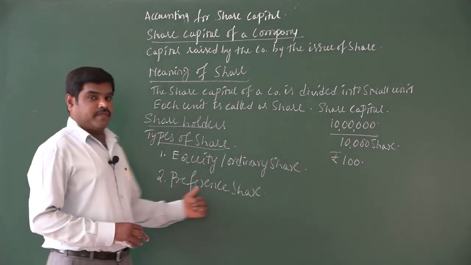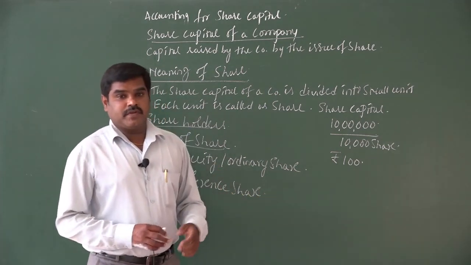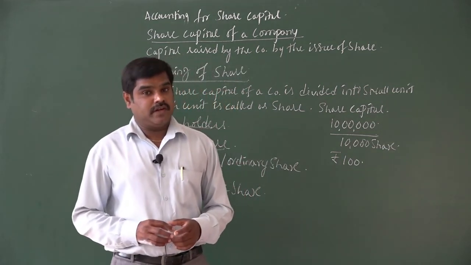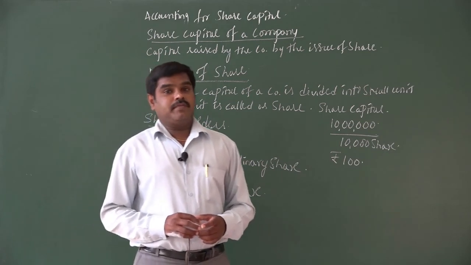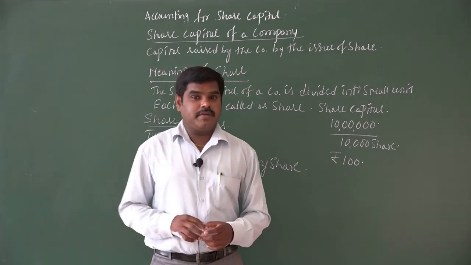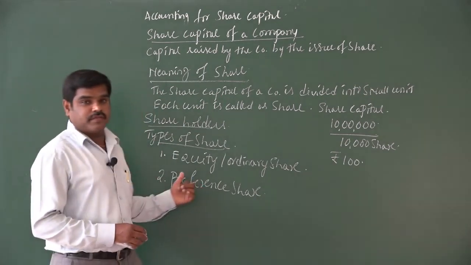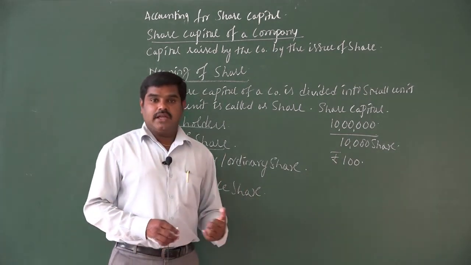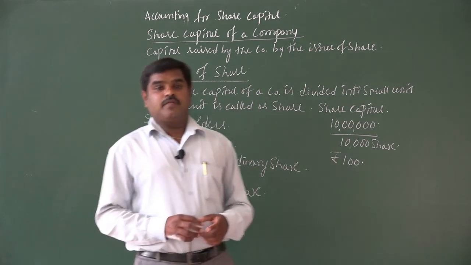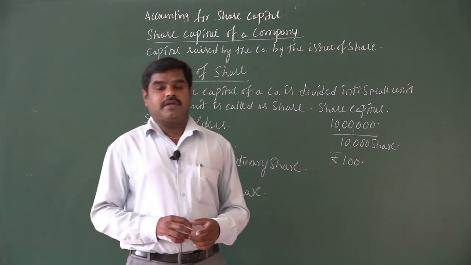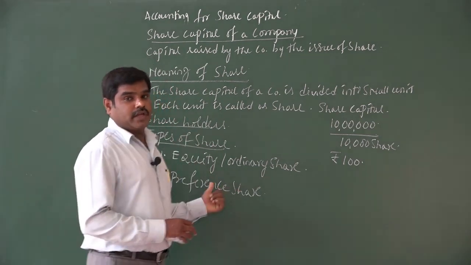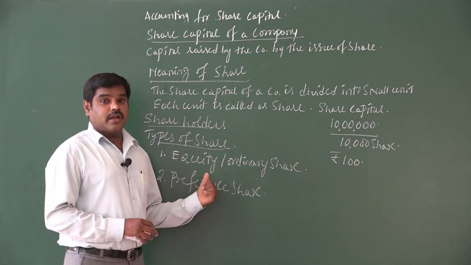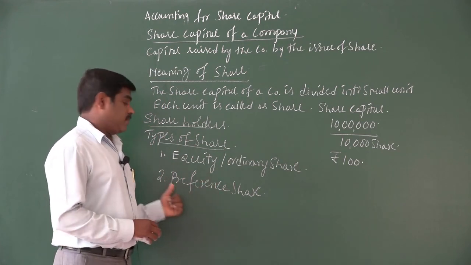Next, preference share. What do you mean by preference share? Preference shares carry preferential right in respect of payment of dividend and repayment of capital. At the time of winding up, first preference will be given to the preference shareholder in repayment of capital. They do not carry any voting rights and their dividends are fixed. That is preference share.